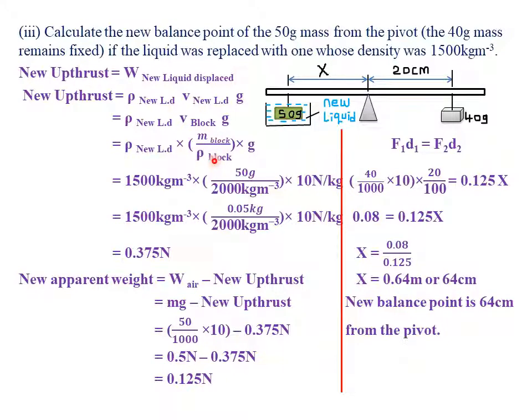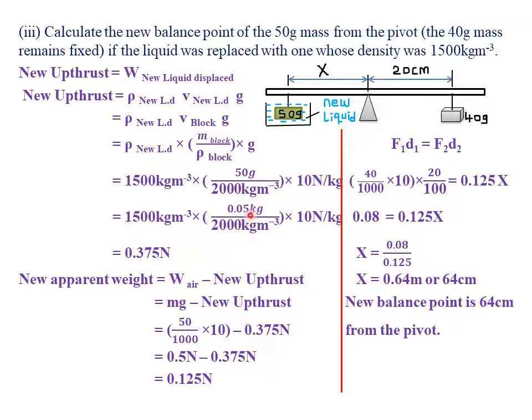Remember, mass over density of the block will simply be equal to the volume of the new liquid displaced. So the density of the new liquid is 1500 kilogram per cubic meter. The mass of the block was 50 grams, from our earlier work, and the density of the block was 2000 kilogram per cubic meter, then times 10. To convert the 50 gram into the SI unit, the kilogram, I'll simply take 50 divided by 1000, which gives 0.05 kg.